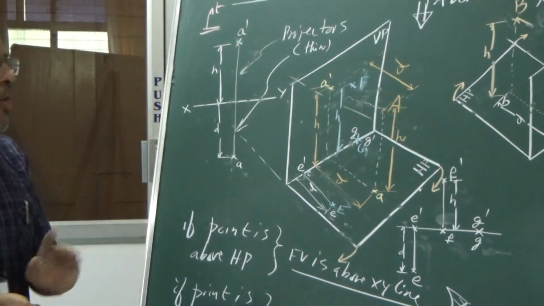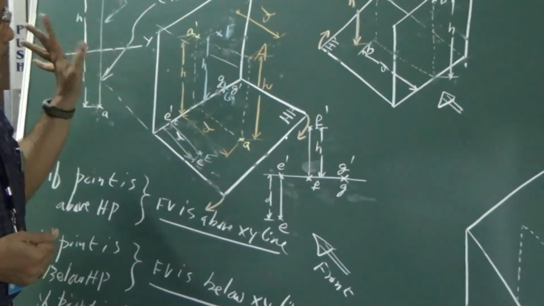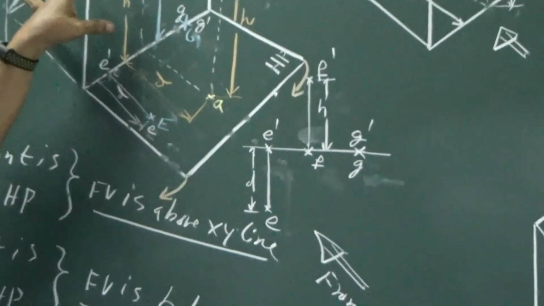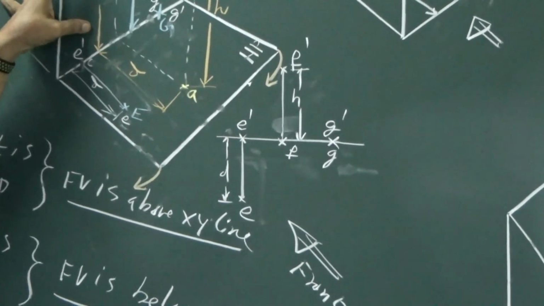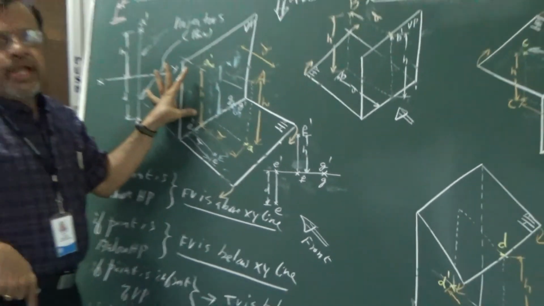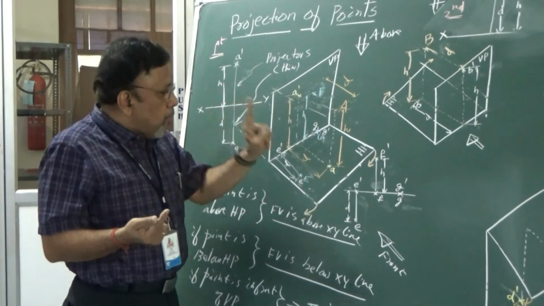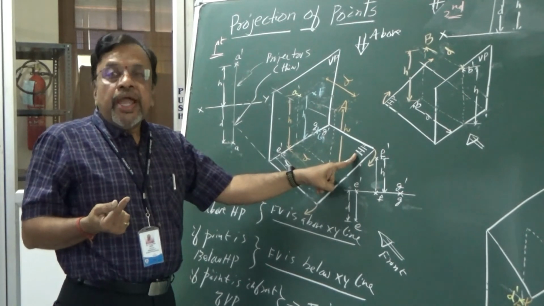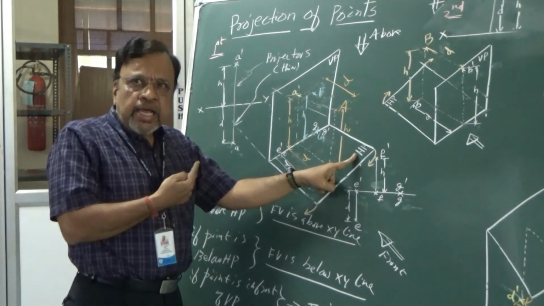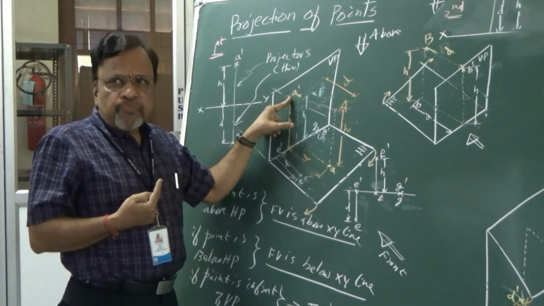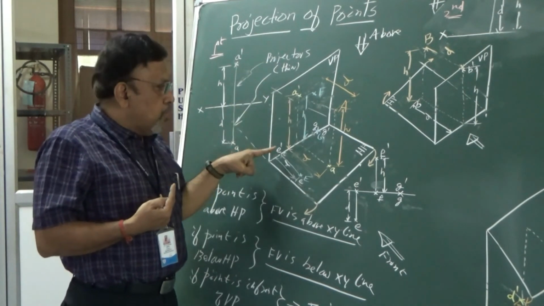Is it clear? Now I can simply say that whenever a point is in a particular plane, then its projection on the other plane will be on XY line. It is as simple as that. If the point is in HP, its front view will be on XY line, and if the point is in VP, its top view will be on XY line.